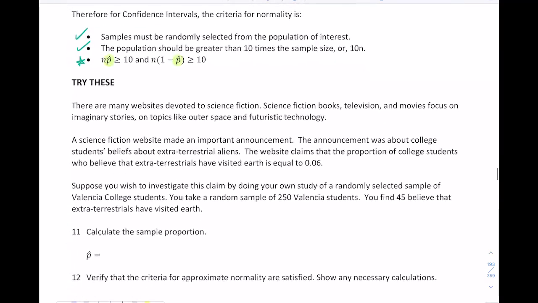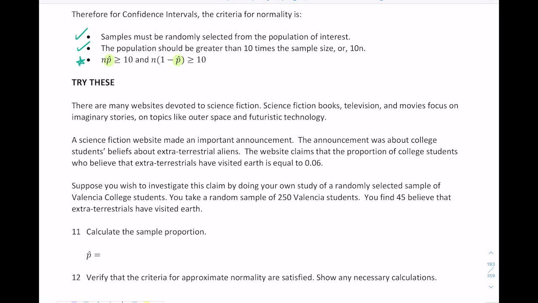So if you'd like, you can pause the video and read the problem under the try these, and then we'll work this out together. It says there are many websites devoted to science fiction. Science fiction books, television, and movies focus on imaginary stories on topics like outer space and futuristic technology. A science fiction website made an important announcement. The announcement was about college students' beliefs about extraterrestrial aliens. The website claims that the proportion of college students who believe that extraterrestrials have visited Earth is equal to 0.06.